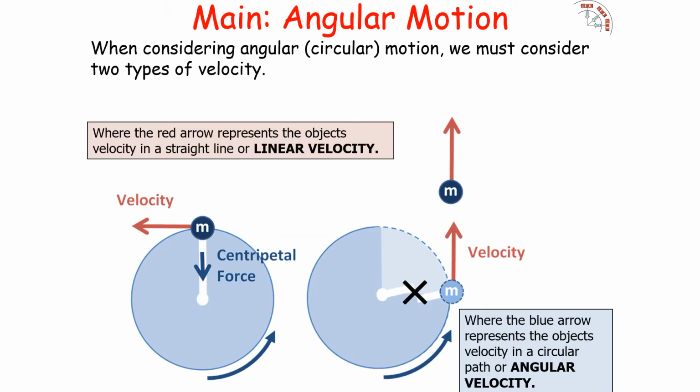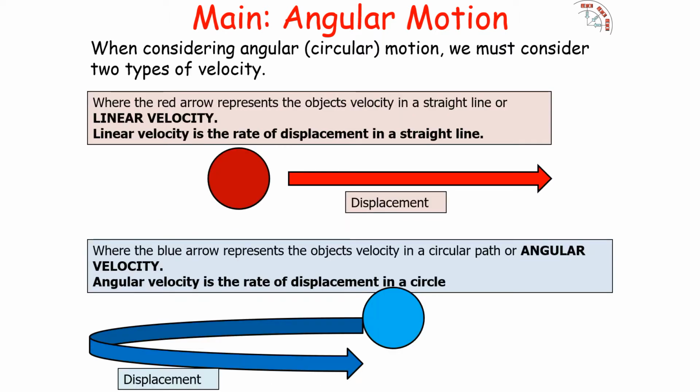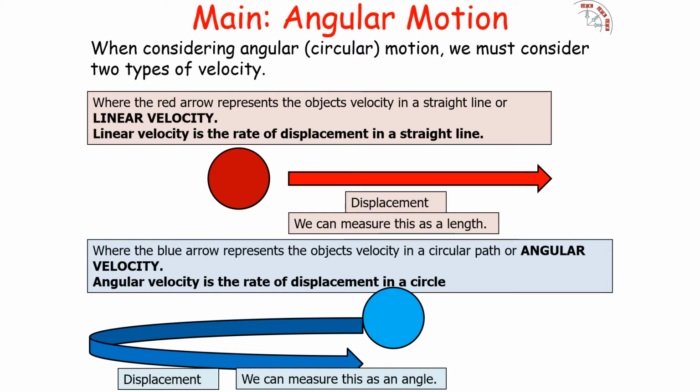So it would revert back to the laws of linear mechanics as opposed to circular mechanics. As we mentioned before, when we consider angular motion, we've got to consider two types of velocity: the linear velocity and the angular velocity. The linear velocity is the rate of displacement in a straight line, whilst the angular velocity is the rate of displacement in a circle. We can measure the rate of displacement in a straight line as a length, but we can measure the rate of displacement in a circle with an angle.